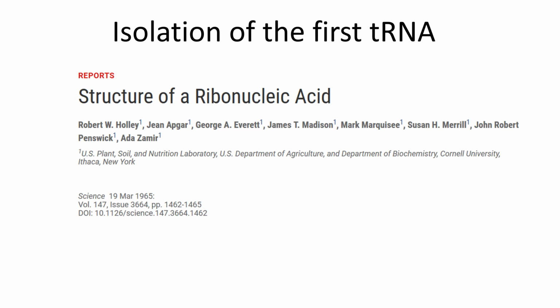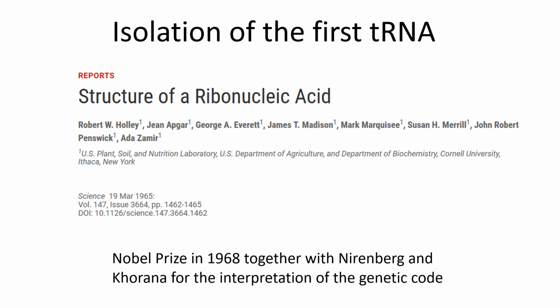And the first who has been able to isolate this tRNA was Robert Holley in 1962. And here in this paper, 1965, they have been able to actually also solve the structure of the first tRNA molecule. In this case, it was the tRNA for the alanine amino acid. And in fact, for this interpretation of the genetic code at the molecular level, Holley, together with Nirenberg and Khorana, got the Nobel Prize in 1968.